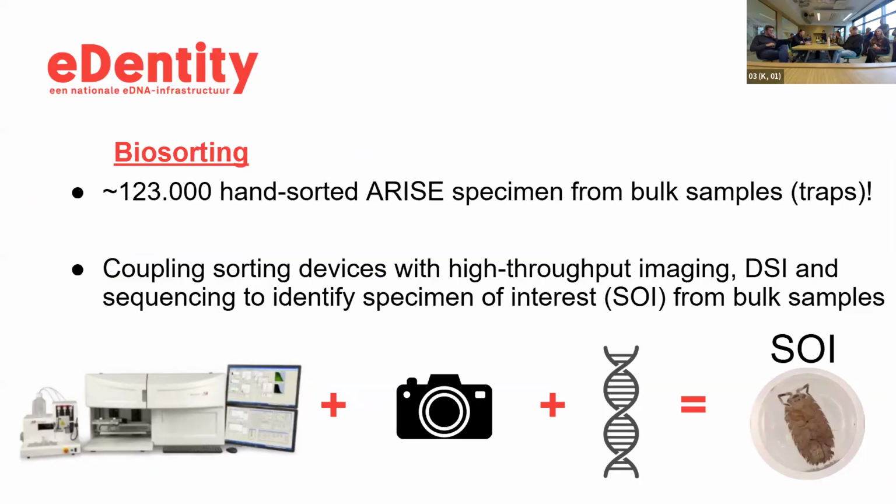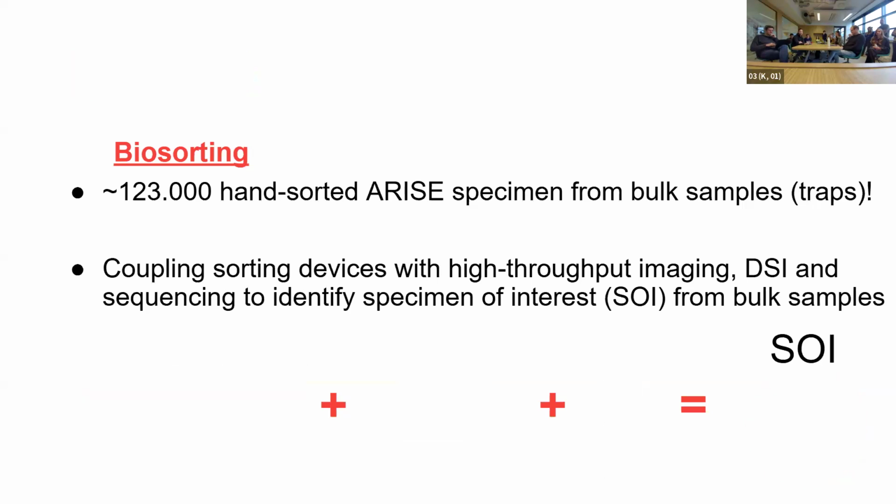This is a lot. There has been a lot of work. These were collected from traps. Something we are working on the next few years is a biosorter pipeline. I will not go into detail about that right here, but I would like to mention it to you. This is coupling devices that are able to sort bulk specimen automatically based on digital species identification. They will do imaging, and we will do high throughput sequencing on it, so that we have an automated system, a biosorter pipeline, to select specimen of interest, as I call them, that we can reach out to the taxonomist.